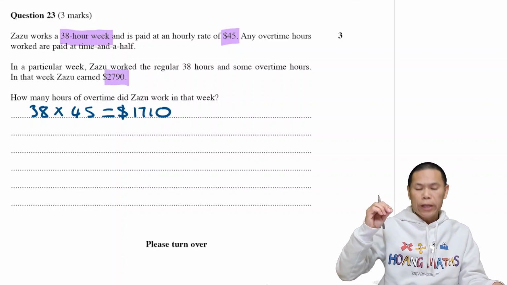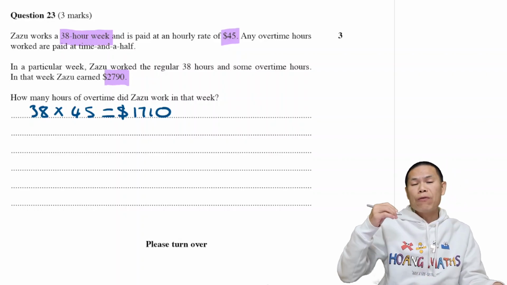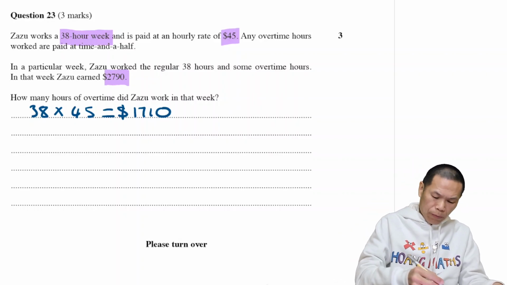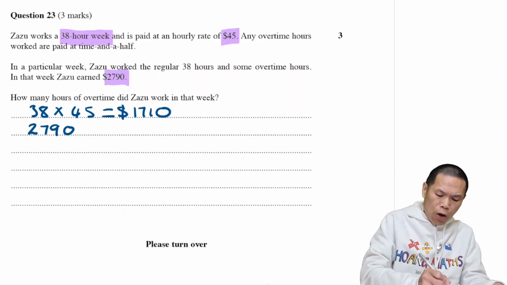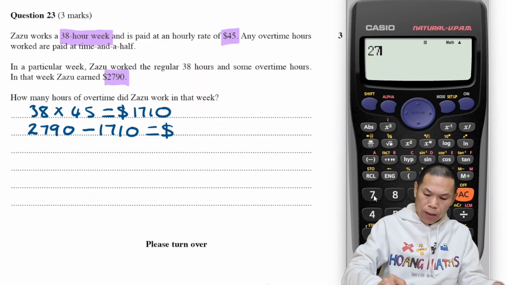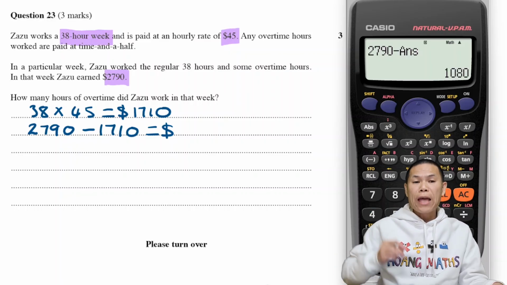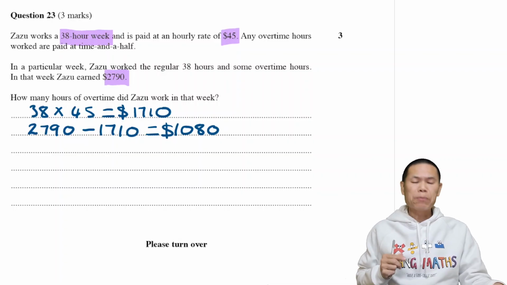That is including overtime. So now we just find the difference, which will give us the extra payment. That is 2790 minus 1710, which is equal to 2790 minus the answer, $1,080. That is the overtime payment.